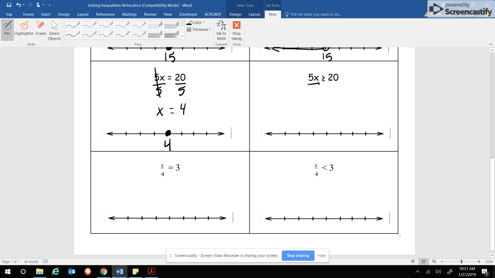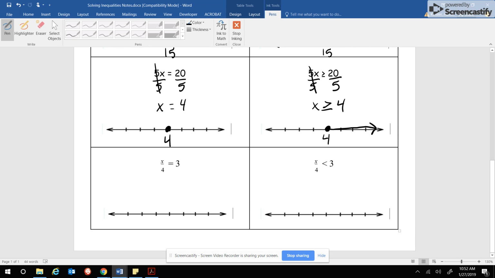Our next one, same thing. Inverse. The 5s will cancel each other out since they're opposites. And I get x is greater than or equal to 4. Well, I have 4 down here. But now x is greater than or equal to 4. So I'm going to shade that point to show that x could equal 4, but it's also anything greater than 4. So I'm also going to draw a line going to the right. So x is 4 and anything greater. 5 times 4 is greater than or equal to 20. So is everything else that's greater than 4.